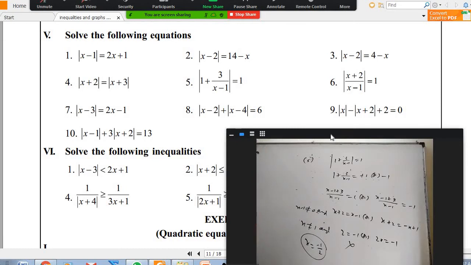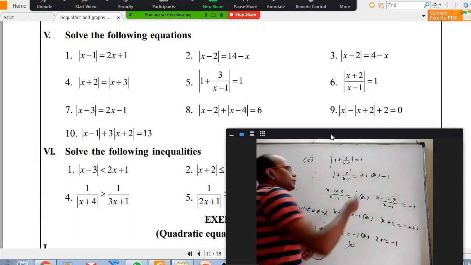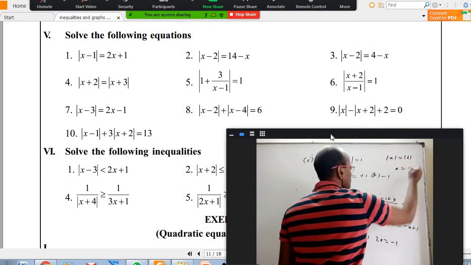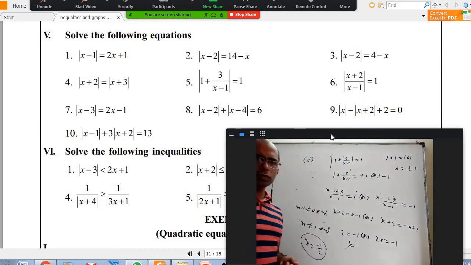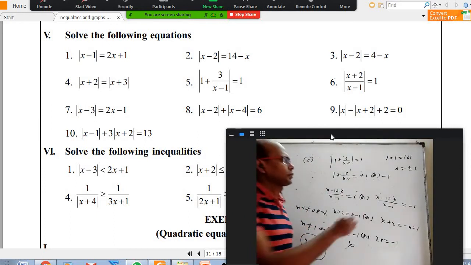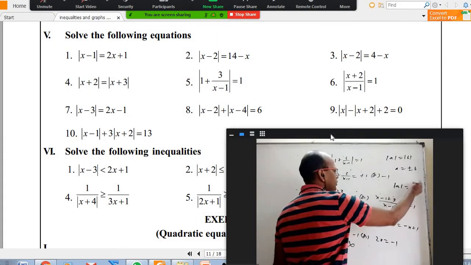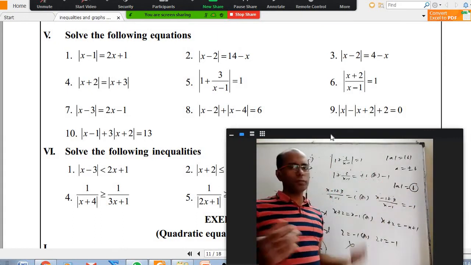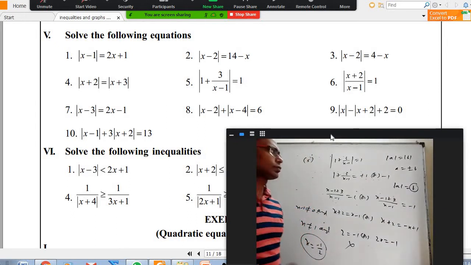Later on, when you try the fourth question, it is very easy. When you have mod A equal to mod B, directly you can write A equal to plus or minus B. Either A and B are equal or A equal to minus B. When you have mod A equal to B, it is a problem because we don't know whether B is positive or negative. But mod A equal to mod B, then either A and B are equal or A equal to minus of that.